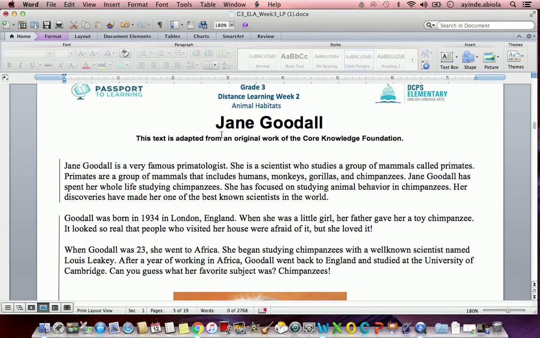This text is called Jane Goodall. Jane Goodall is a very famous primatologist. She is a scientist who studies a group of mammals called primates. Primates are a group of mammals that include humans, monkeys, gorillas, and chimpanzees. Jane Goodall has spent her whole life studying chimpanzees. She has focused on studying animal behavior in chimpanzees. Her discoveries have made her one of the best known scientists in the world.